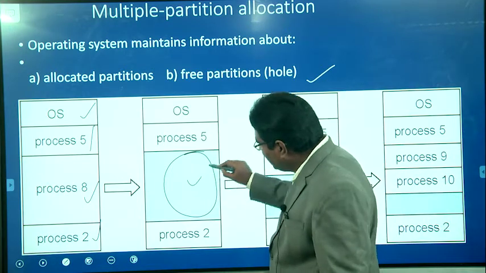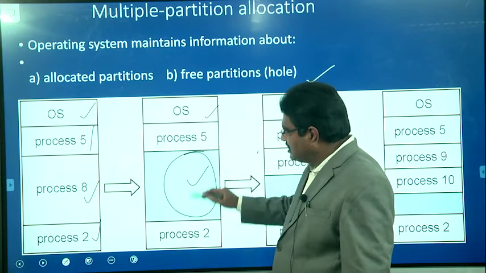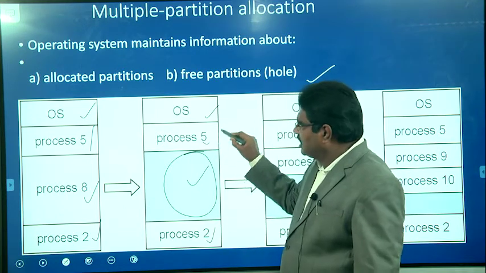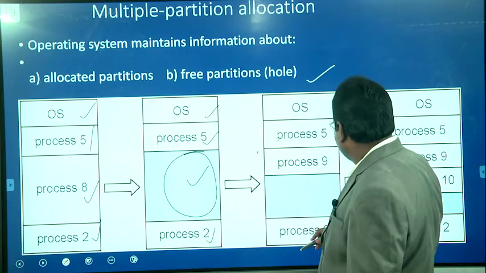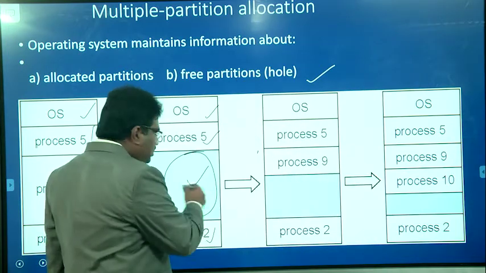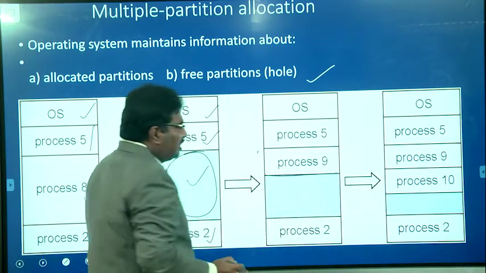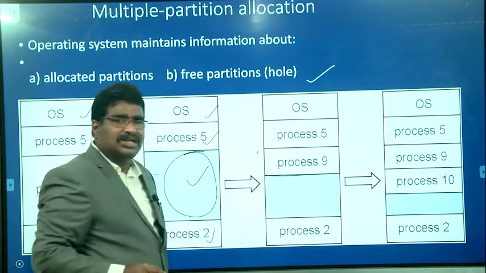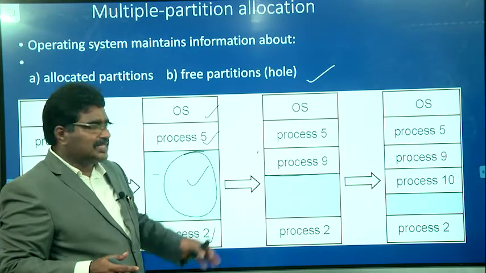For example, process 8 completed its operation and released the memory. Then a hole is generated, and the operating system is one fixed part, and user space has 3 partitions. One is allocated to process 2, another is allocated to process 5, and there is a hole or free space available. After some time, a new process arrives, process 9. Its size is less than this space. Then automatically this memory is divided into 2 partitions. One is allocated to process 9, so how many partitions are existing now? 4 partitions. That is, dynamically the number of partitions increases or decreases.